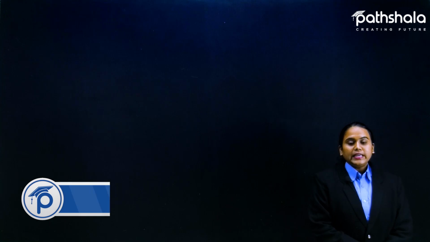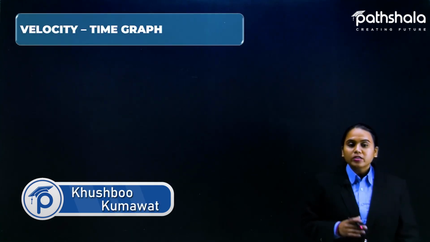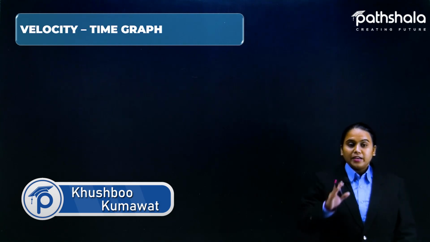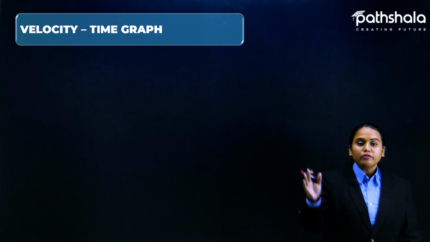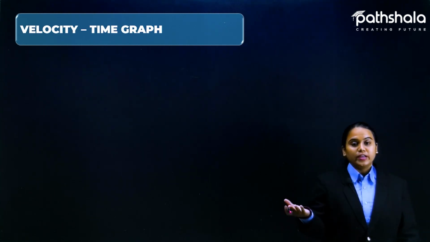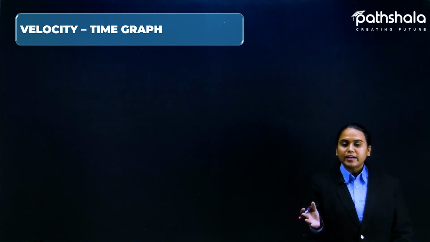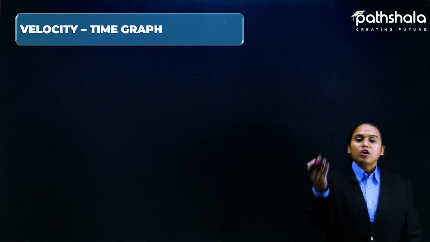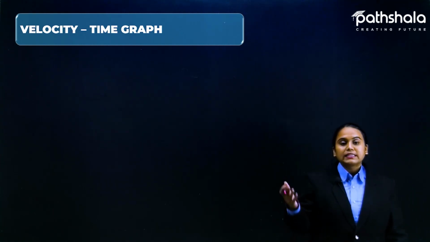So covering the distance time graph, after that we have the velocity time graph. The distance time graph was giving you the idea of speed. So here the velocity time graph will give you an idea of acceleration. Definitely, acceleration is equal to change in velocity divided by time, or velocity divided by time will also give you the idea of acceleration.